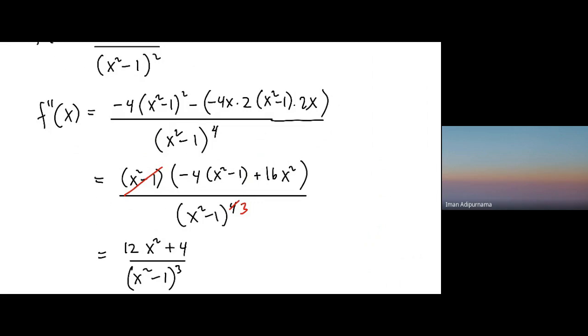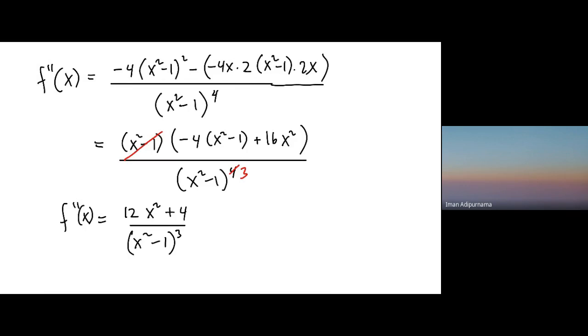Okay, so you get this f double prime here. So f double prime is equal to 12x squared plus 4 divided by (x squared minus 1) to the power of 3. Now the problem is here. What are your conclusions? What is the inflection point? You already see the graph. Is there any inflection point if you see the graph? No, right? That's the conclusion.